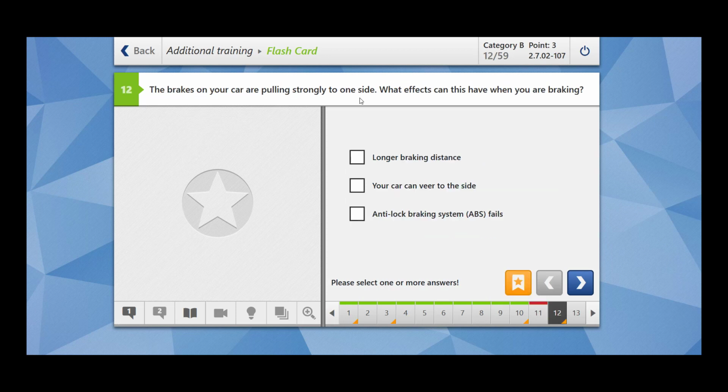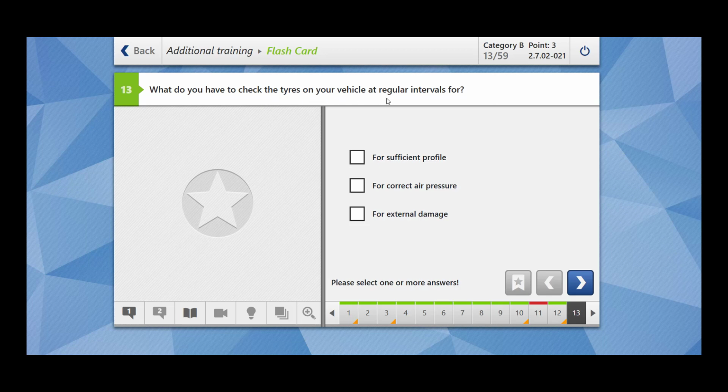The brakes on your car are pulling strongly to one side. What effects can this have when you are braking? Now, when you are applying brakes and your car is being pulled to one side, what could be the effect? Longer braking distance. This makes sense. Whenever you have a fault in your brakes, it will generate a longer braking distance. Your car can veer to the side. Yes, your car is going to swerve to one side because on one side the brakes are stronger than on the other side. Anti-lock braking system fails? No. ABS has nothing to do with your brakes pulling strongly to one side.